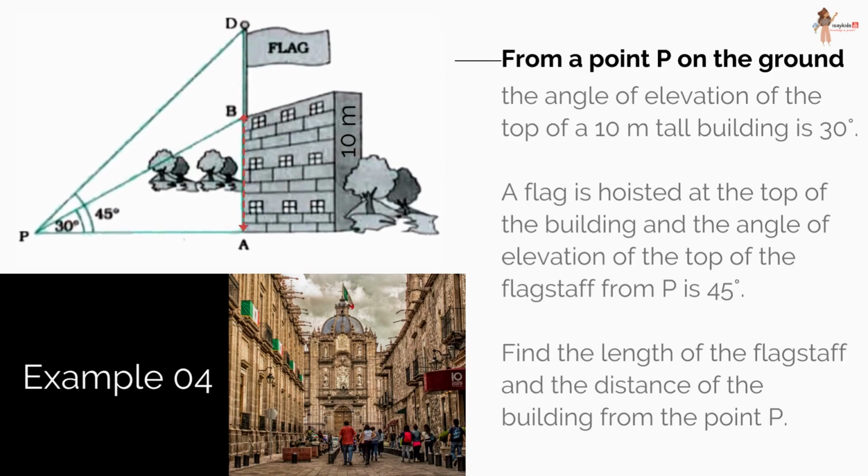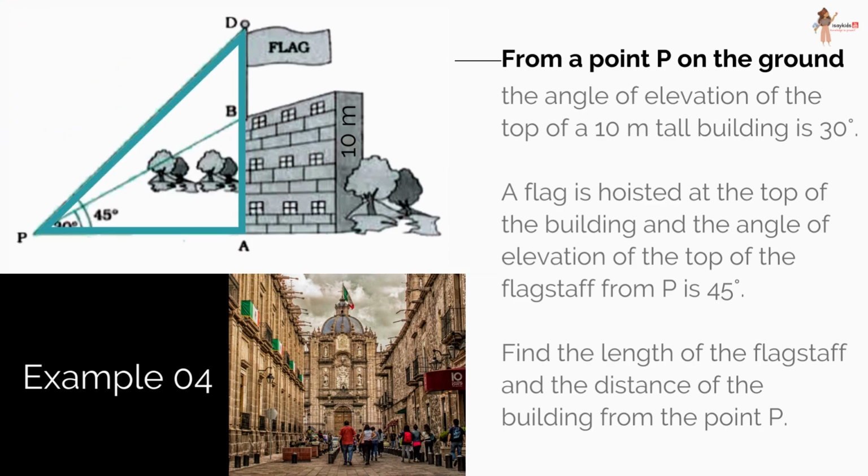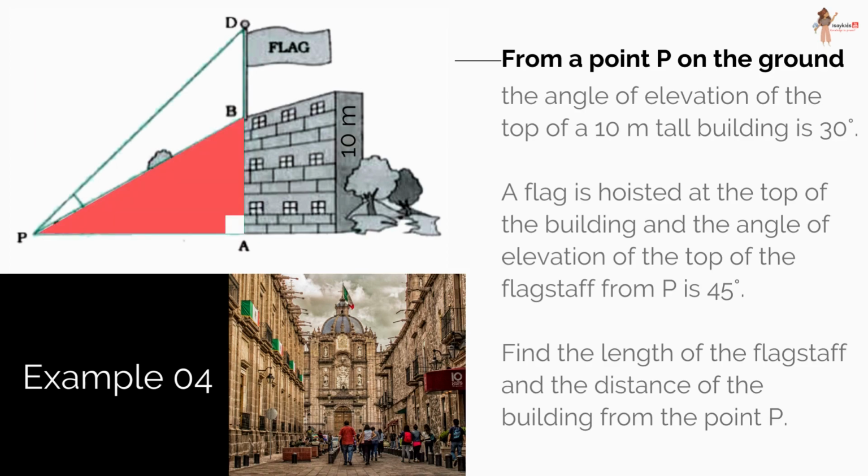AB denotes the height of the building here, BD the flagstaff, and P the given point. Note that there are two right triangles, PAB and PAD. We are required to find the length of the flagstaff, that is DB, and the distance of the building from the point P, that is PA. Now, since we know the height of the building AB, we will first consider the right triangle PAB.